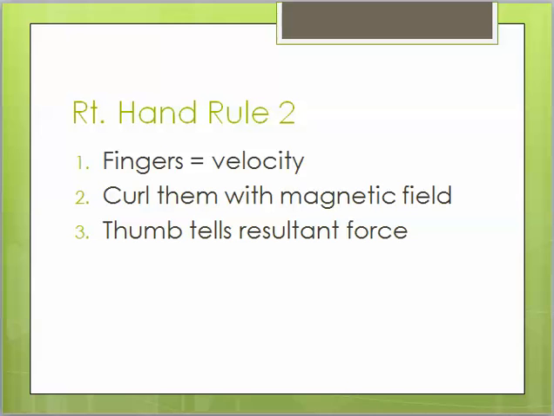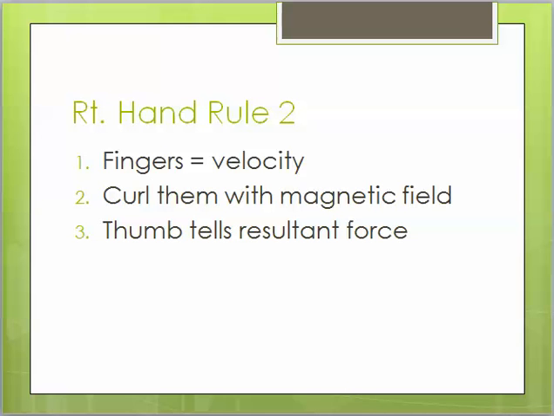Right-hand rule. What I want you to understand is that all of these things act perpendicularly to each other. And we're going to start to include three different directions here. When it comes to the force, our fingers are going to represent the velocity. And we're then going to curl them with the magnetic field. Your thumb is going to tell you the resultant force. And this is with your right hand.